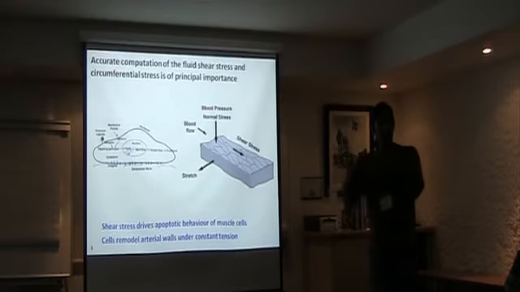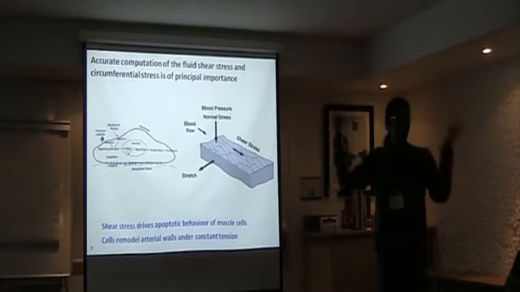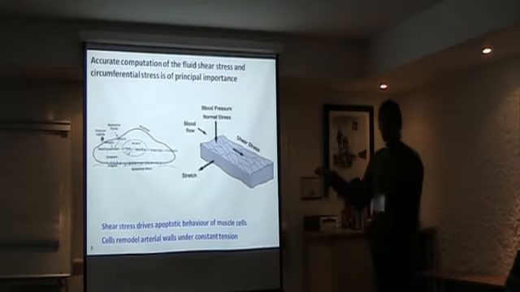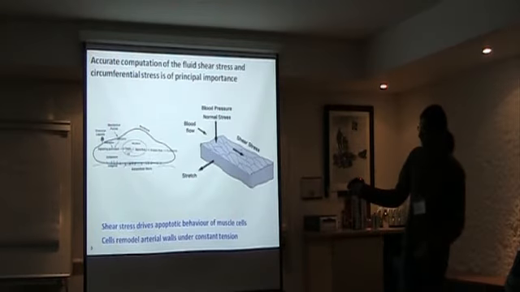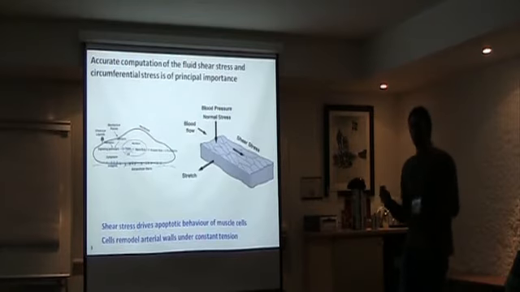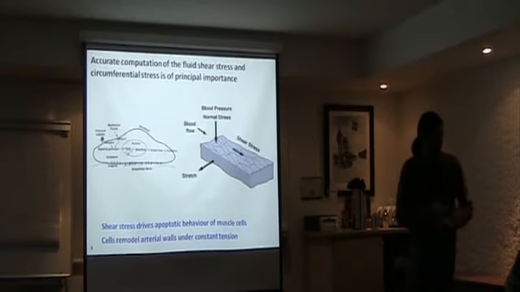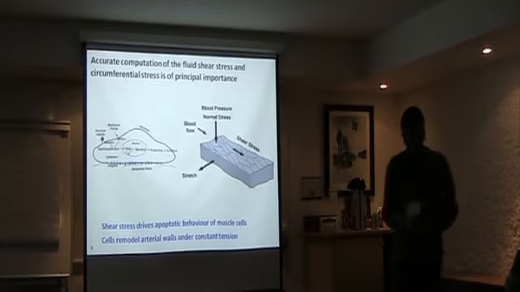So you have a normal pressure, which is like blowing up a balloon. You have a pressure in every direction, and the balloon surface stretches everywhere. The endothelial cells which line the surface sense that stretch. So now the sentence might begin to make a little more sense: shear stress drives apoptotic behavior of muscle cells. The endothelial cells sense the shear forces, and they program the muscle cells to die or not.